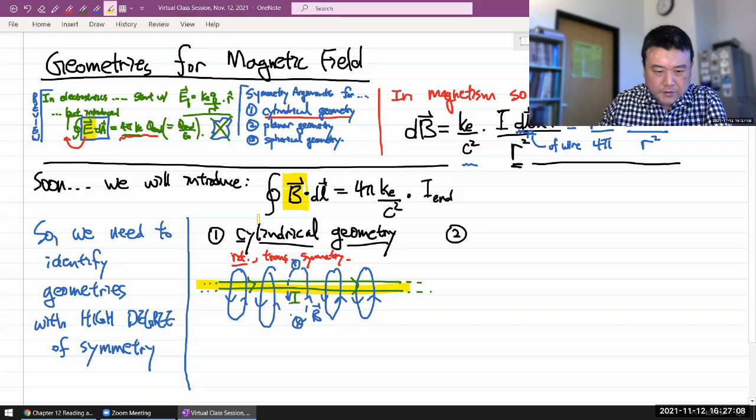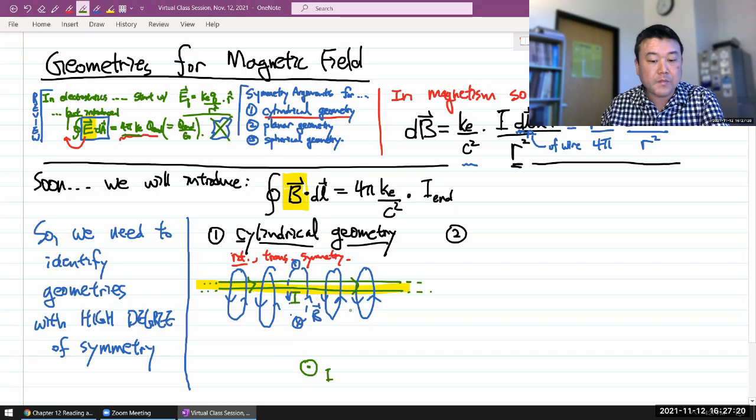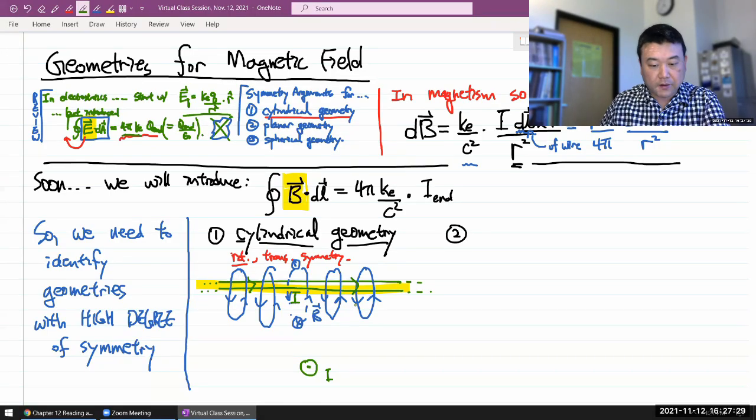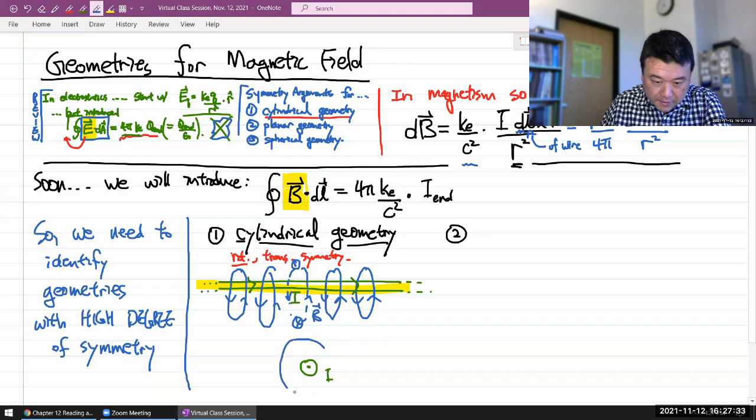Let me draw two views actually. For this line current, let me just draw a version. So this is like the side view, and I can draw a view where the current is coming out of the plane. For this line current coming out of the screen, you will have a magnetic field that's going counterclockwise. So in this view, this is how the magnetic field looks.